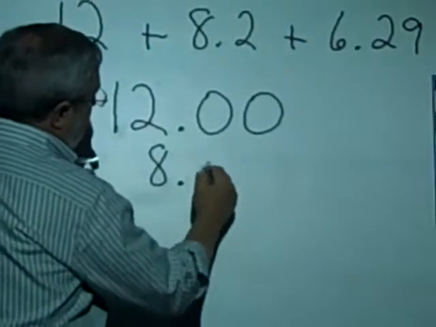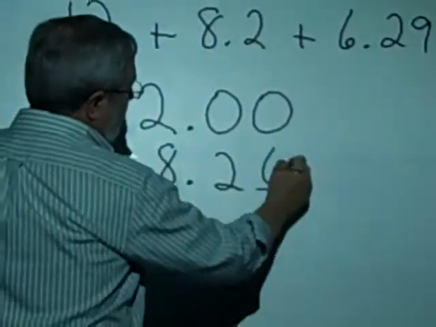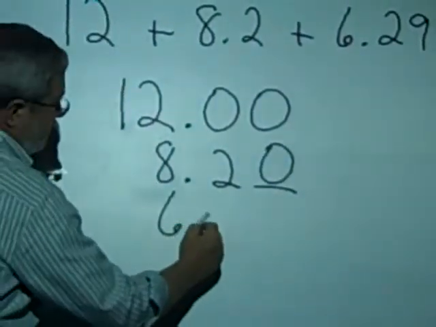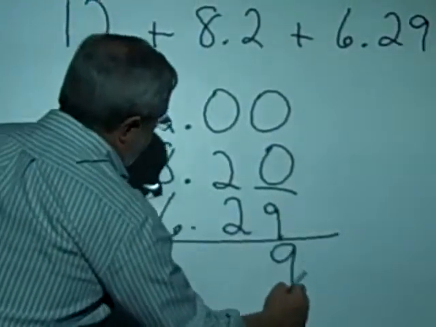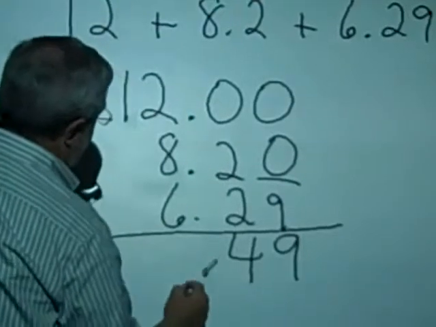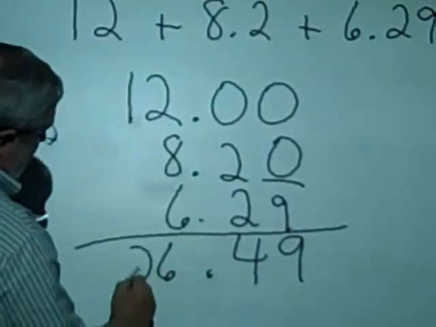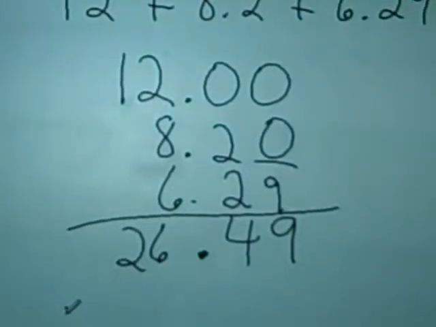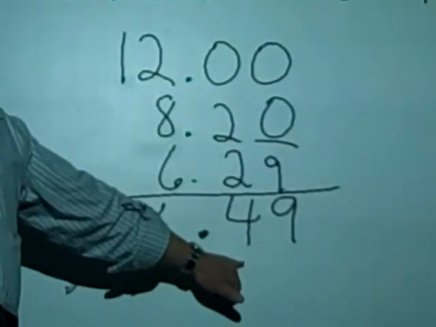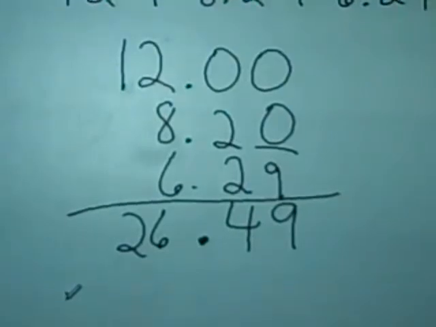Now my second one, 8.2. I'm going to fill in this spot right here, and then 6.29. I'll put that one right up under here. Then when I add this down, you should get an answer of 26.49 or 26 and 49 hundredths is the way that should be read.